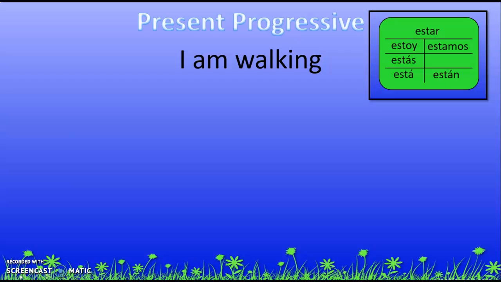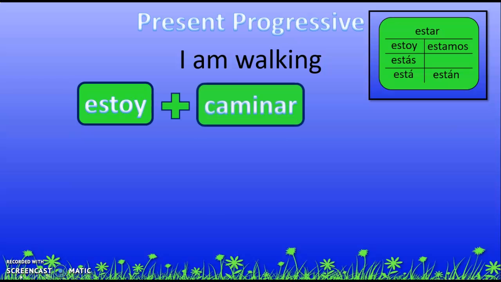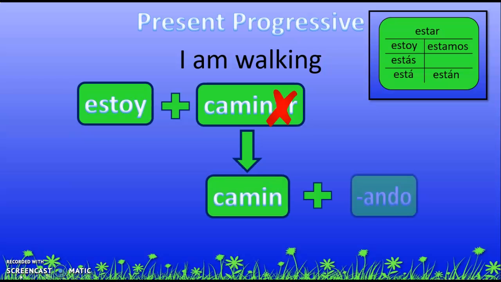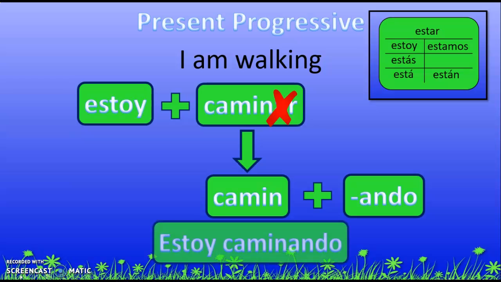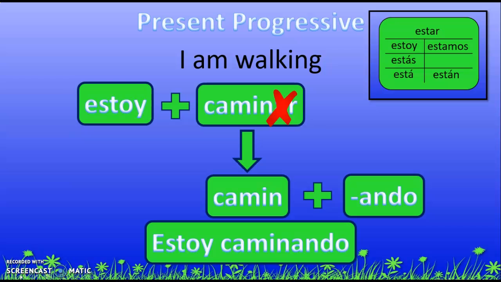If, for example, you wanted to say, I am walking in Spanish, you would need to use a form of the verb estar. The one that means I am is estoy. Then you would want to use the verb caminar, which means to walk. But you have to take off the AR ending, and you have to replace it with an ando. That would be the ing.